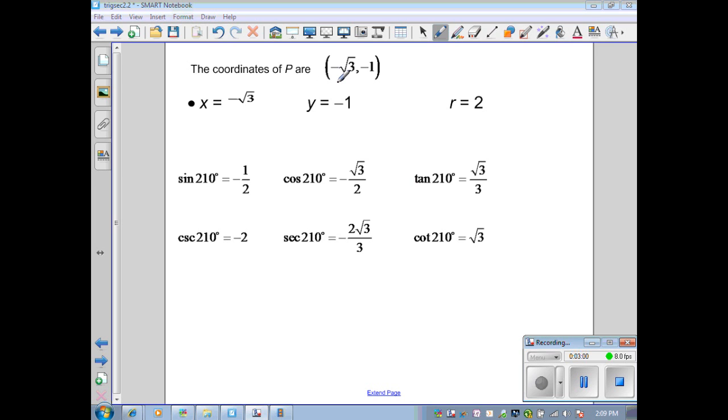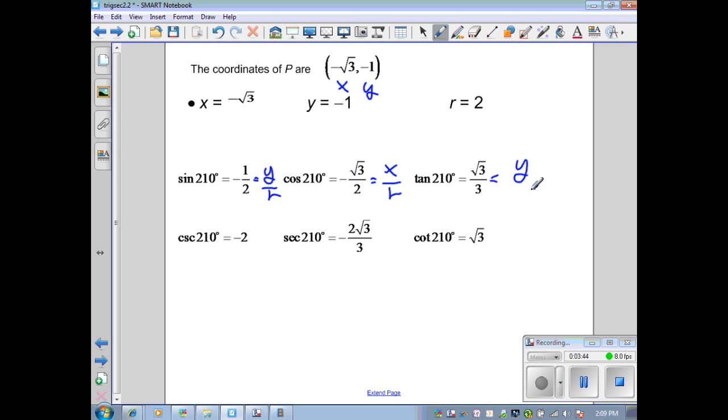On the previous slide, we found that my x value is a negative square root of 3. My y value is a -1, as shown here. We also were given that my r value is 2. Then I just need to substitute into my 6 functions to find the value for 210 degrees with a reference angle of 30 degrees. So recall here that sine is y over r. So I just substitute in y, -1, r of 2. Cosine is x over r. X is a negative square root of 3 over r, 2.